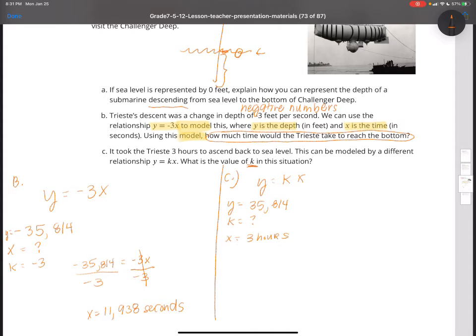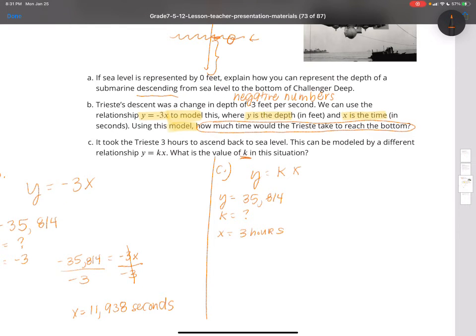Now, going back to the equation, I want to plug in what I have. I have 35,814 feet, k is missing, and the time is 3 hours. But before I plug that 3 in, they're using seconds for the unit rate in this, and we want to keep it consistent. Let's continue to use seconds. So what I want to do is convert 3 hours into seconds.